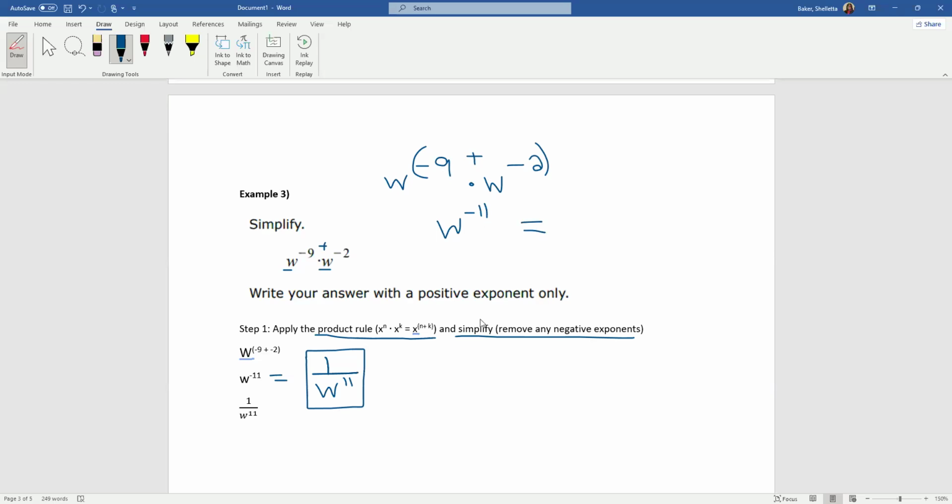And that last step we need to simplify. Remember, you got to remove any negatives to make this a simplified exponential expression. To make that -11 positive, we're going to move it to the denominator. So it becomes 1 over w to the positive 11th power.